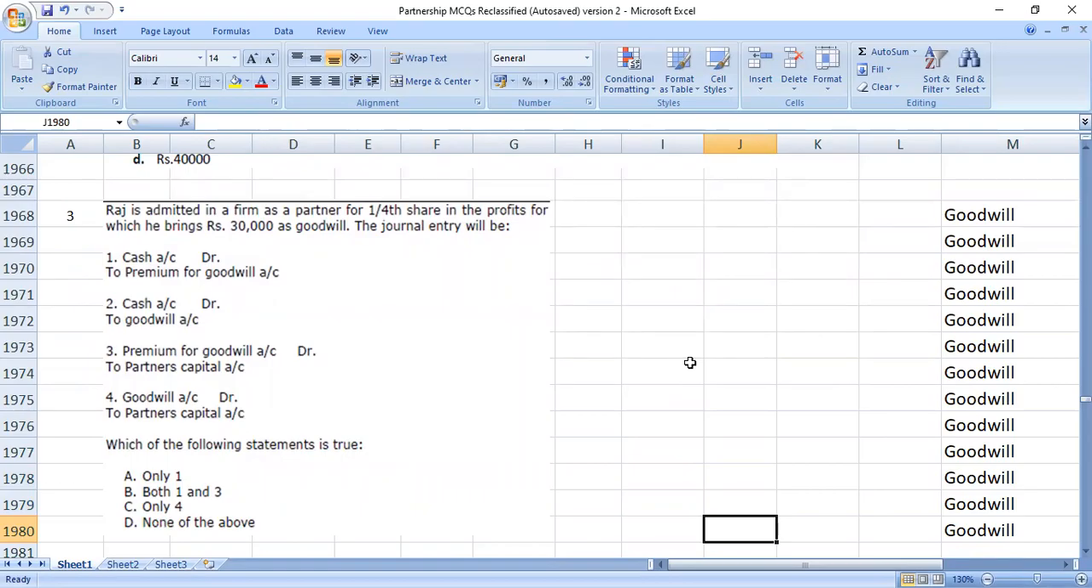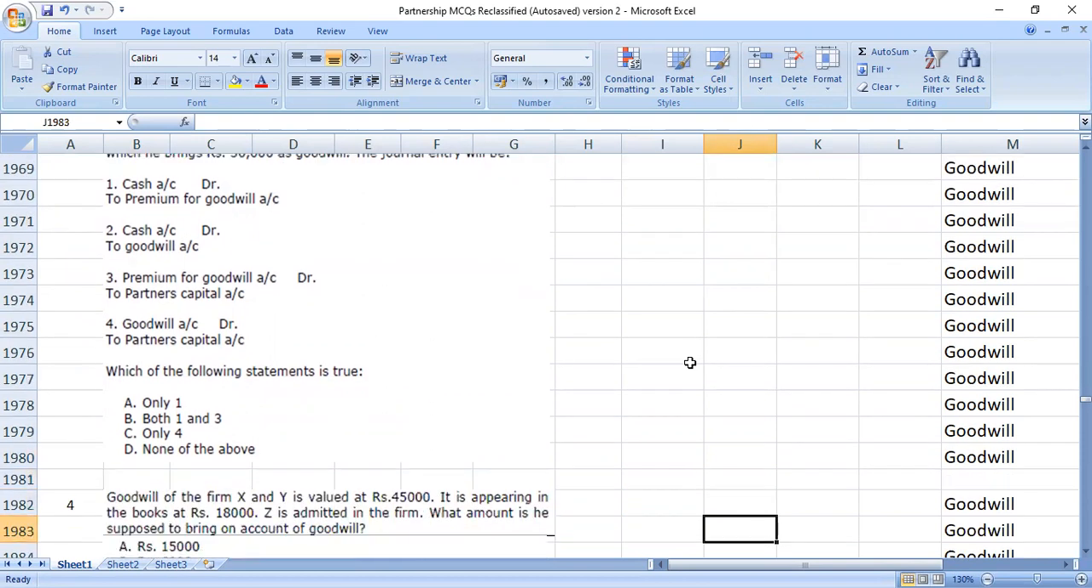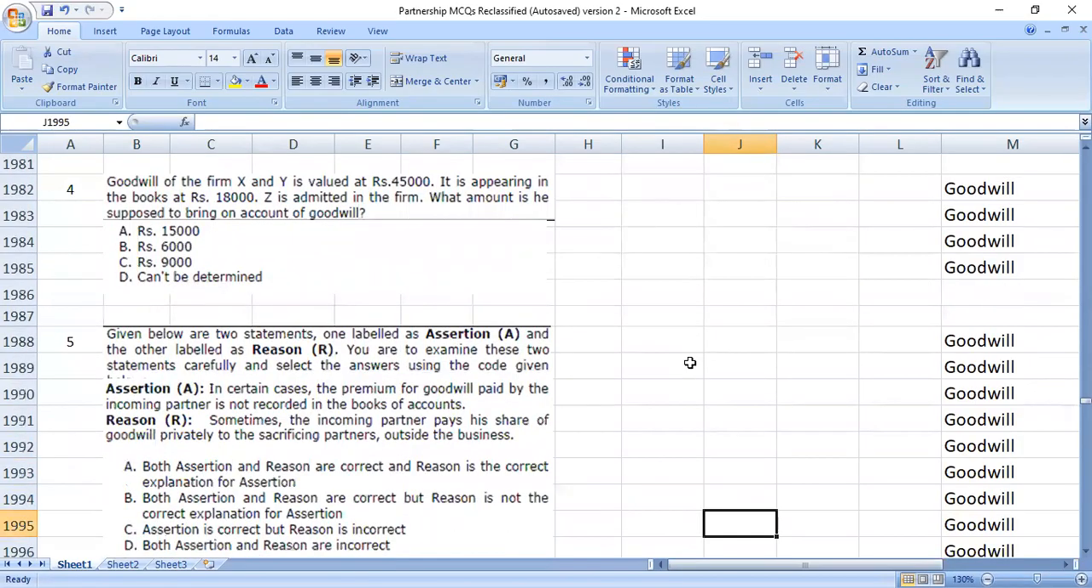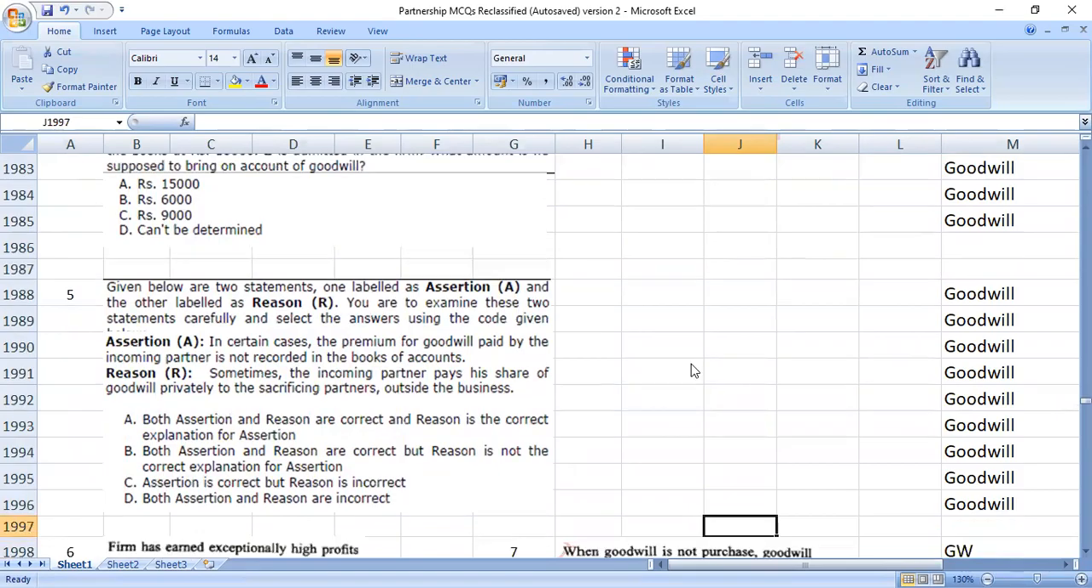When he brings goodwill, it will be cash account to premium for goodwill account, and then premium for goodwill account to sacrificing partners' capital account. So both 1 and 3. Fourth question, goodwill of the firm X and Y is valued at 45,000. Repeated question.